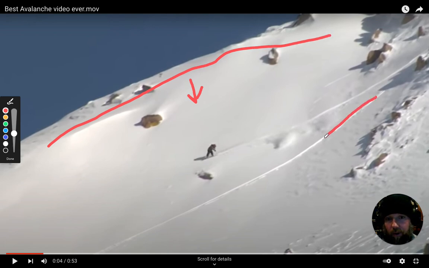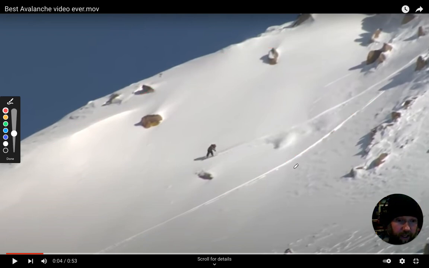And you're probably wondering, why didn't this guy trigger it? Like, why not? And it's because probably he was riding on top of the slab. The weak layer is there. All the things are there. But his weight wasn't enough to get down to that layer.